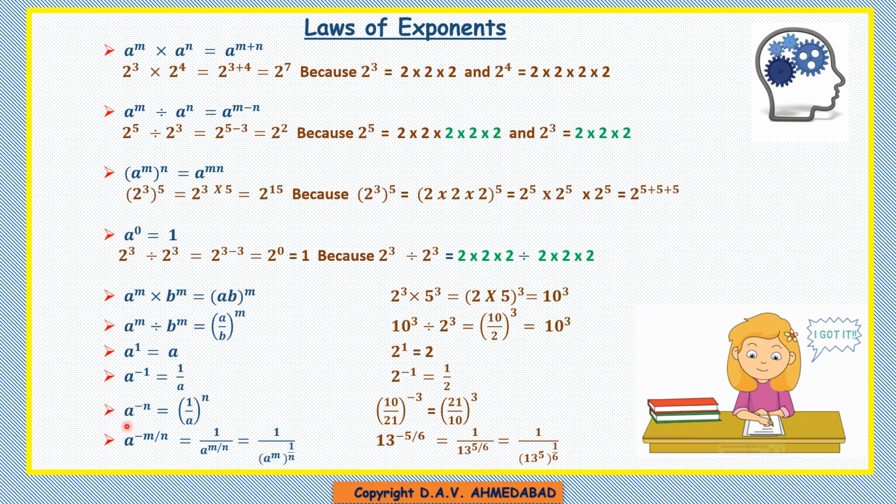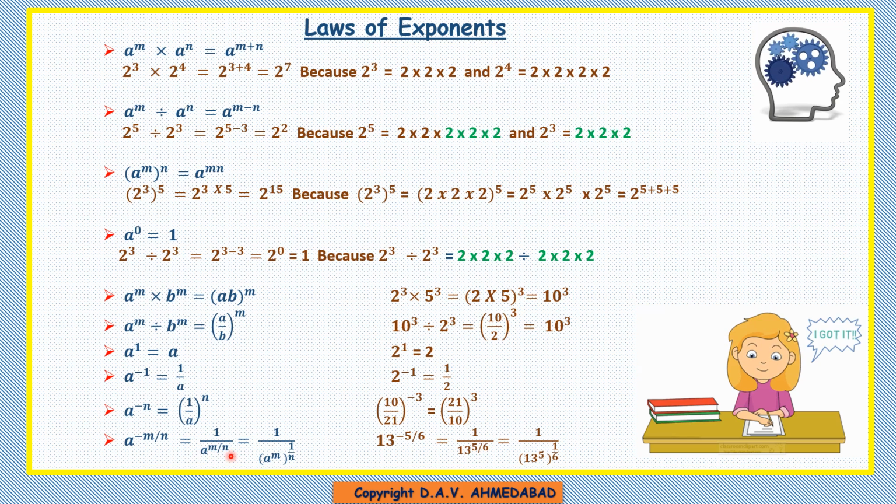Now similarly we can say any number raised to the power minus n means do the reciprocal of the number, then the power will become positive. Say we have a number a raised to the power minus m by n. Then m by n is a rational number but it is negative. To make the power positive, we will do the reciprocal. So we will have 1 by a raised to the power m by n.